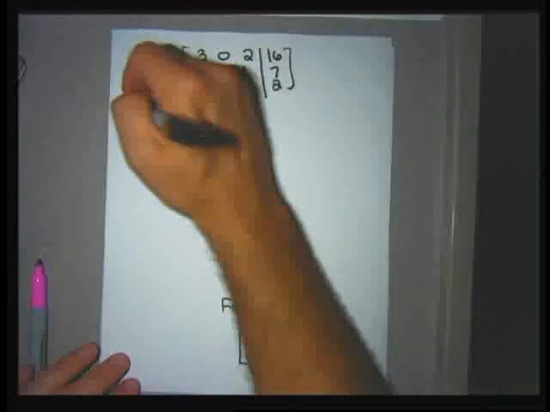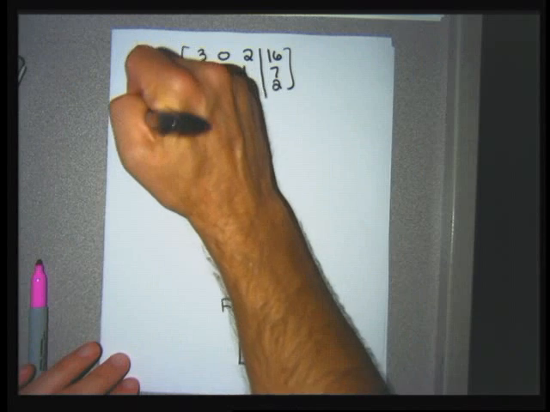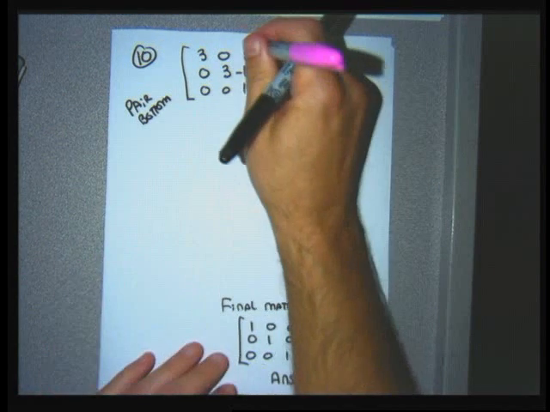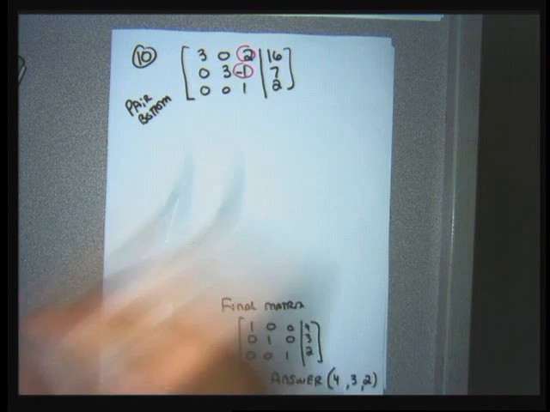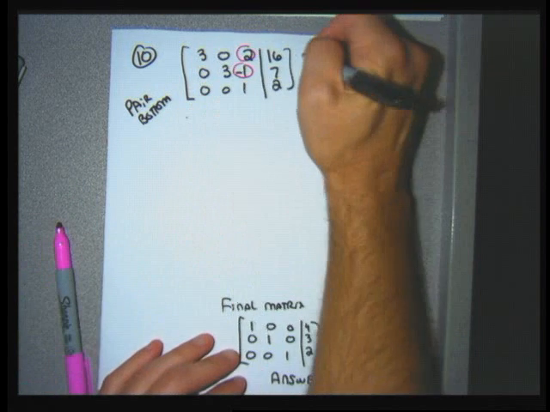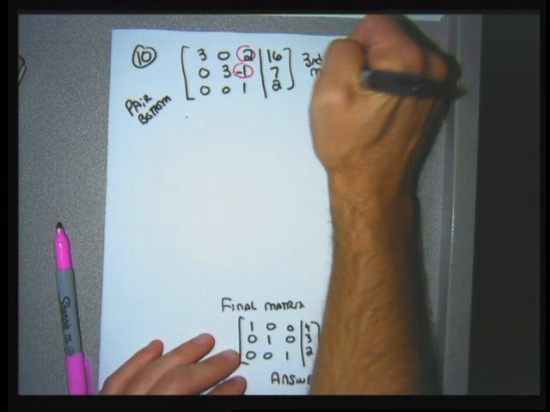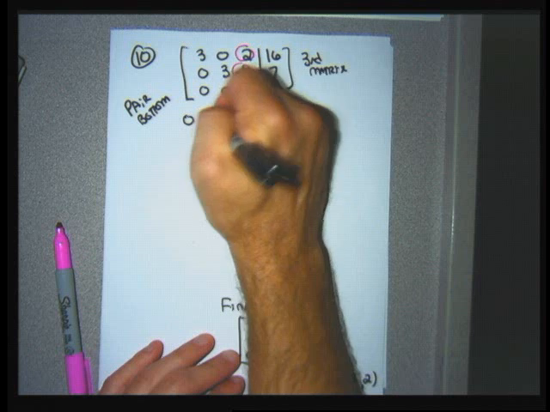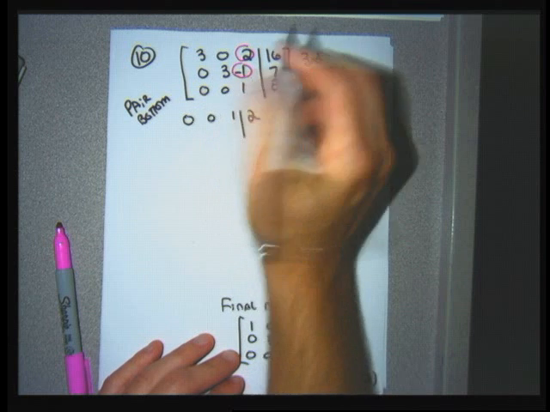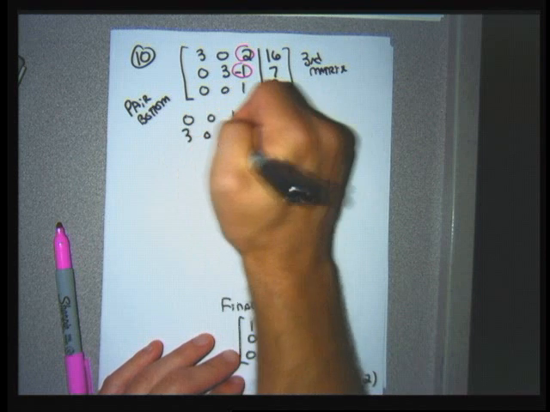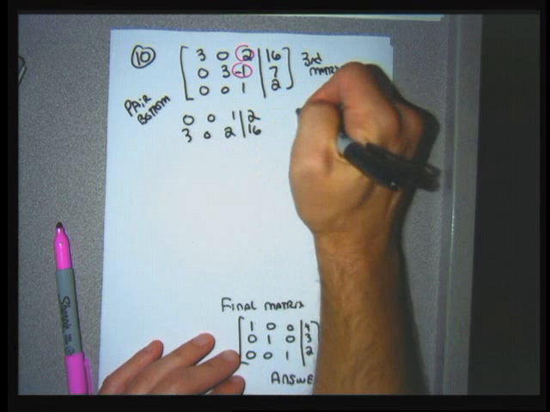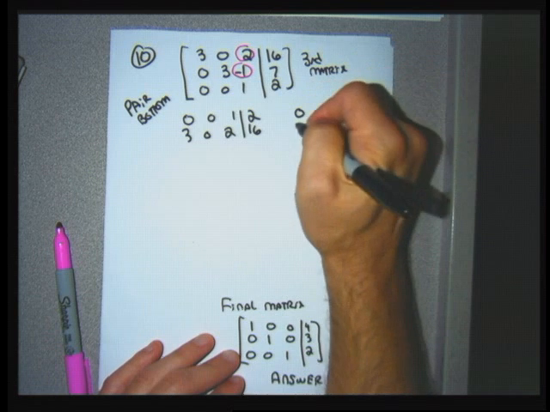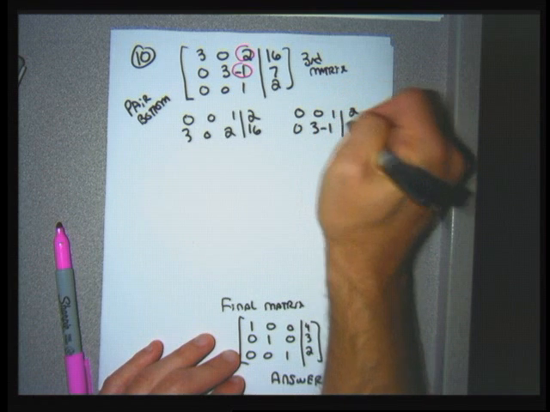Last thing I need to do is pair the bottom with the other two. So first I pair the top, then I pair the middle, then I pair the bottom. And this again, this was my third matrix, which is a big deal in terms of partial credit. So I'm going to take the bottom of 0, 0, 1, and 2, pair it with the top, 3, 0, 2, and 16, and take the bottom 0, 0, 1, and 2, pair it with the middle, 0, 3, negative 1, and 7.